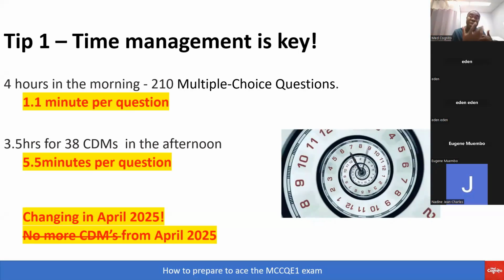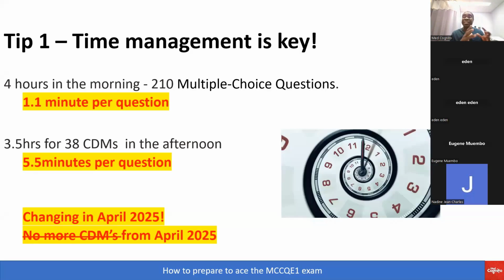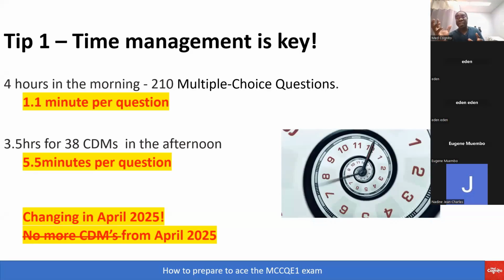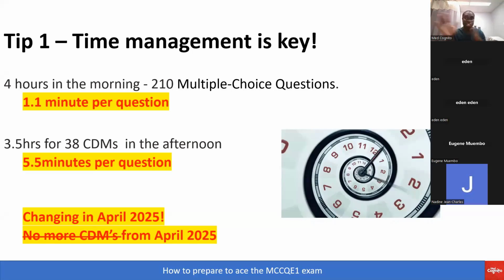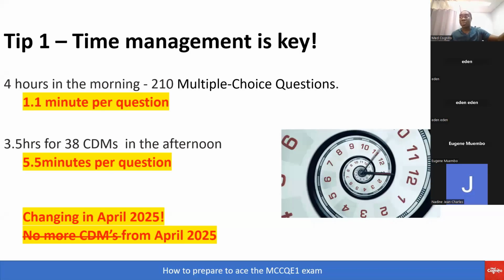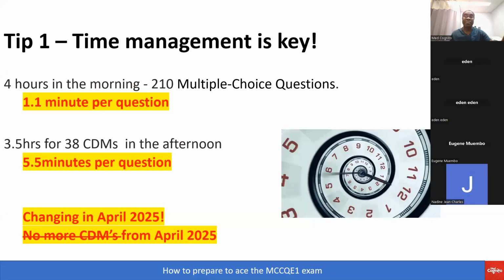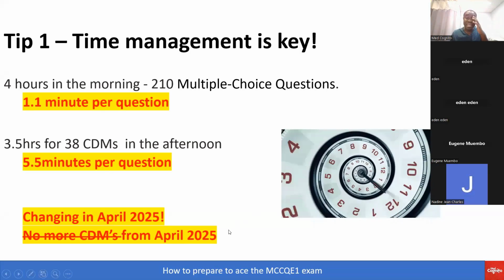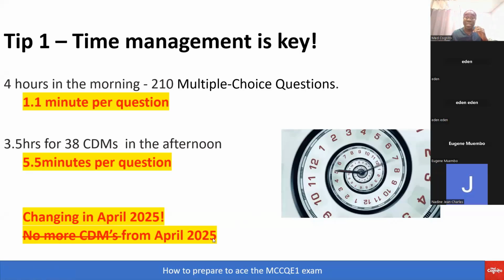So if you are planning on writing your exam in 2025, please know very well that from April 2025, the format of the exam is going to change. It's going to be MCQs in the morning, MCQs in the afternoon. All right. So if there's anything you need to work on, it will be your time management, because the exam format is going to change.